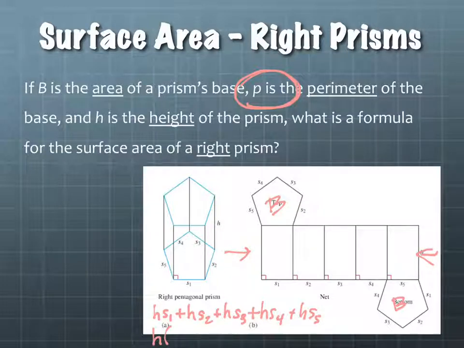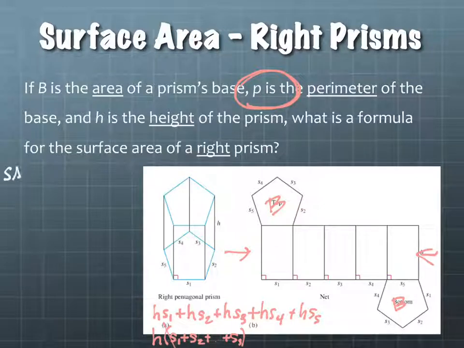So we're going to do just a tiny bit of algebra. We're going to take the H out in front. And if I take the H out in front, I would have S1 plus S2 all the way to S5. And what's another name for S1 plus S2 all the way to S5? P. It's the perimeter. Adding up all of those S's is the same as adding up the perimeter of the pentagon. So, let's write down a formula.